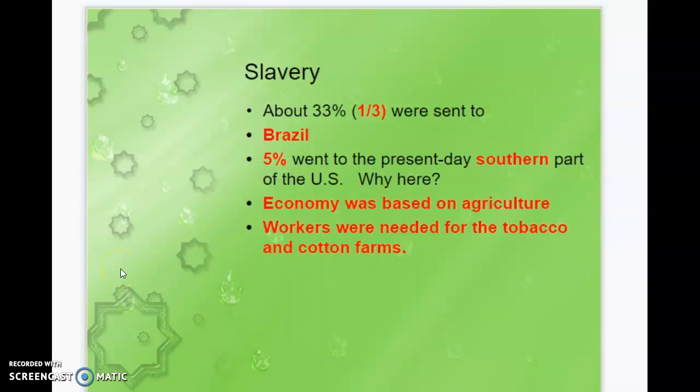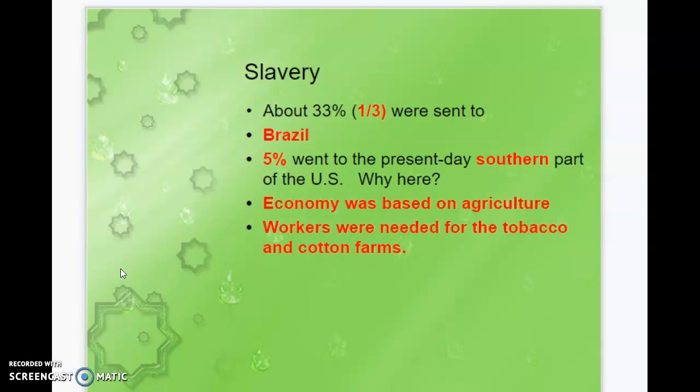If you look at your number 5 and 6, there are some very important numbers that you need to write down. On number 5, about 33%, which is a third, of the African people were sent to Brazil. So you can definitely say that most of the Africans were sent to Brazil. And again, the Portuguese got all of that started. 5% on number 6 went to present-day southern part of the United States.